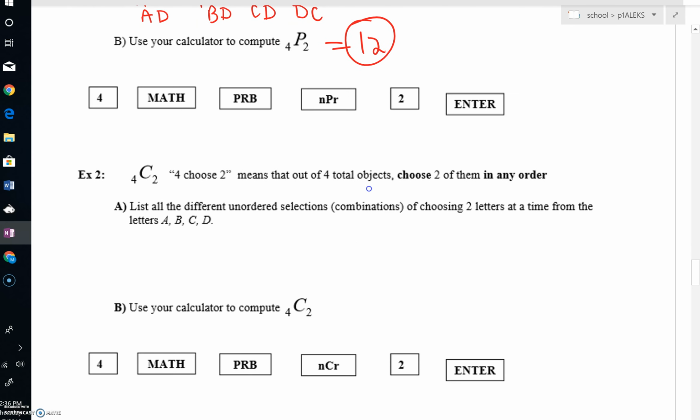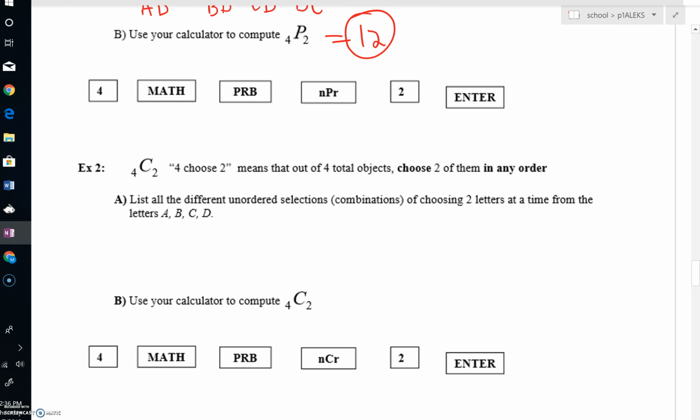But what if order didn't matter? 4 choose 2 where it's any order. So if we were to list 2 letters at a time where the order didn't matter, you could have AB, you could have AC, you could have AD. Now, I'm not going to list BA as being separate because order really doesn't matter. I already have that right here, but I could have BC and BD. Likewise, I could have a C and a D. I wouldn't have a C and a B because I already have that right here. I wouldn't have a C and an A. I've got that over there. Looks like we've got 6 different ways we could list these.